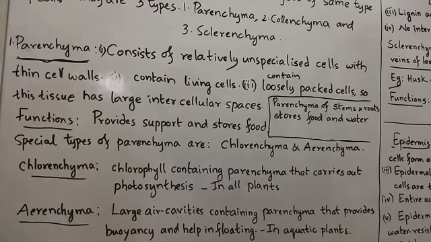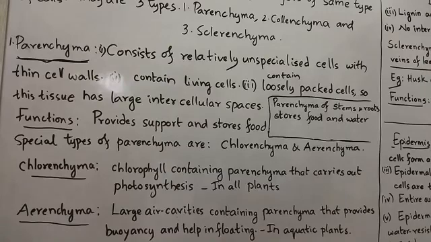There are some special types of parenchyma: chlorenchyma and aerenchyma. Chlorenchyma is a type of parenchyma that contains chlorophyll in its cells. This chlorophyll containing parenchyma carries out photosynthesis. It is present in almost all green plants.